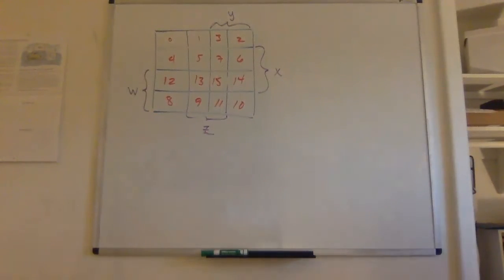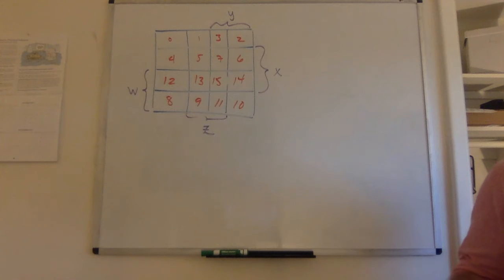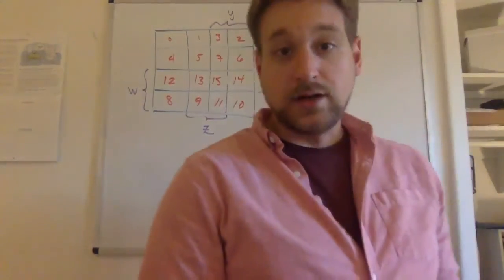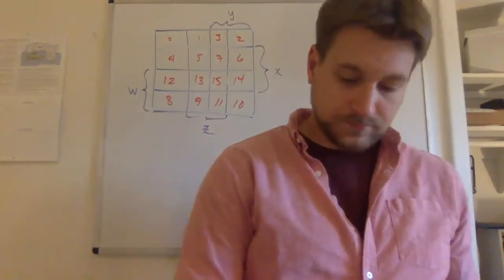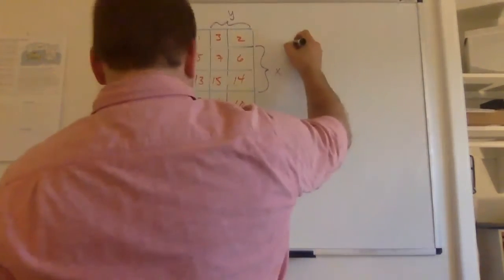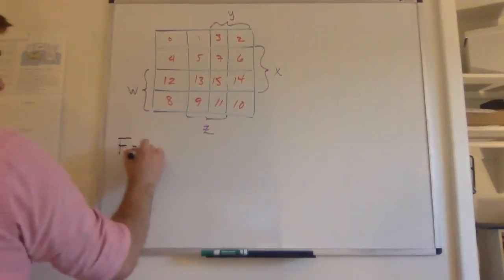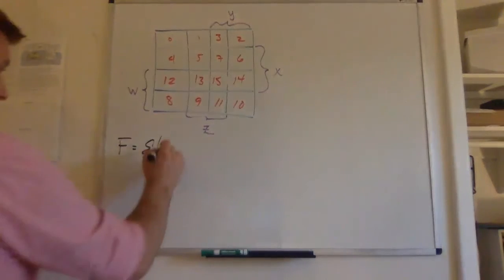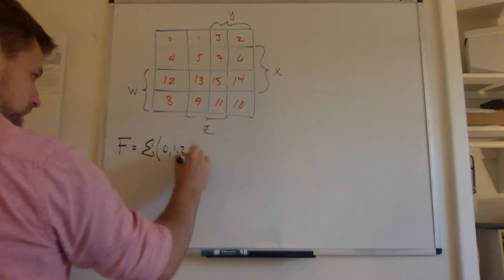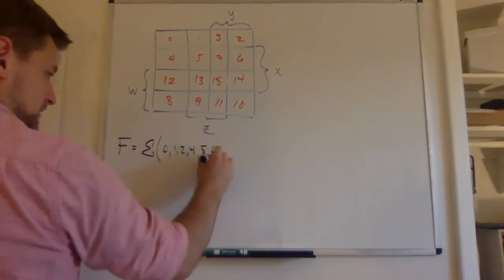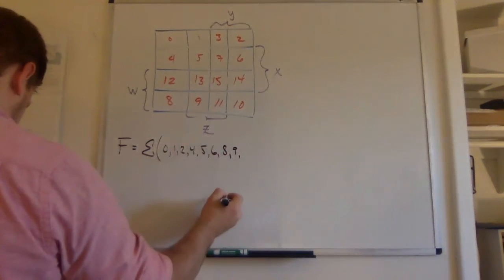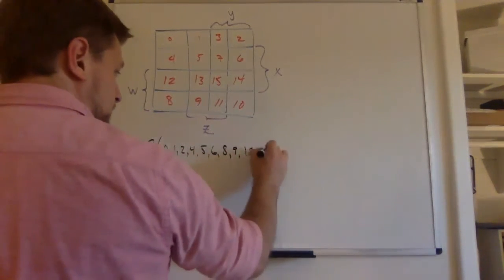Let's see how this goes. All right. This is a long one. There's a lot of terms in this one. Down here, F is given by the sum of minterms 0, 1, 2, 4, 5, 6, 8, 9, 12, 13, 14.